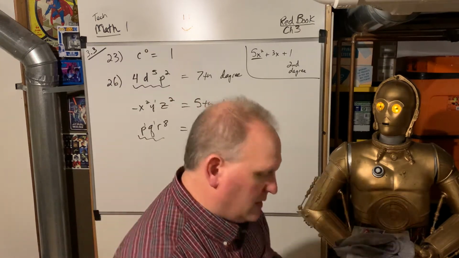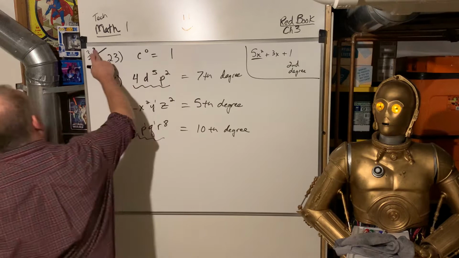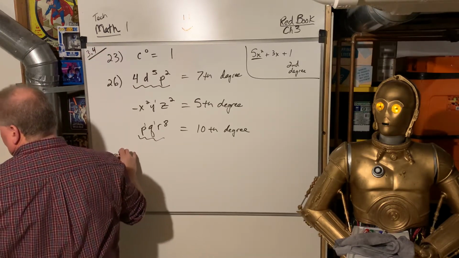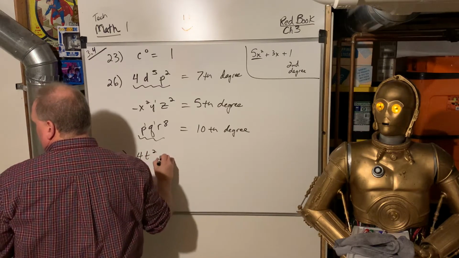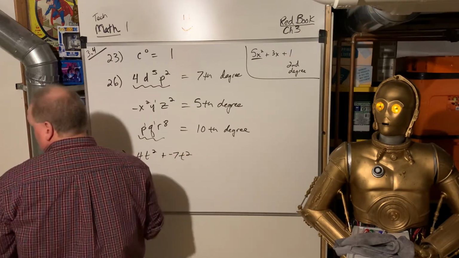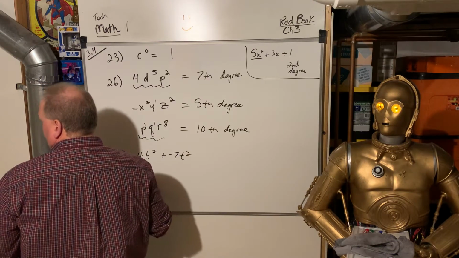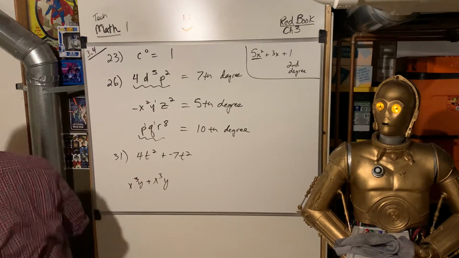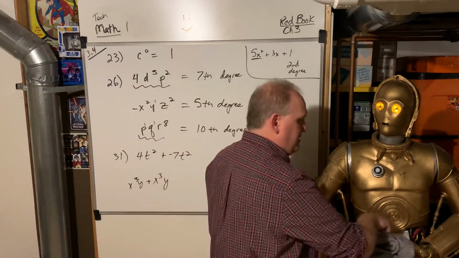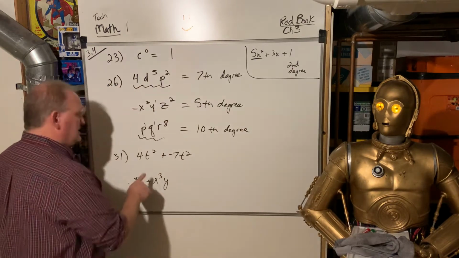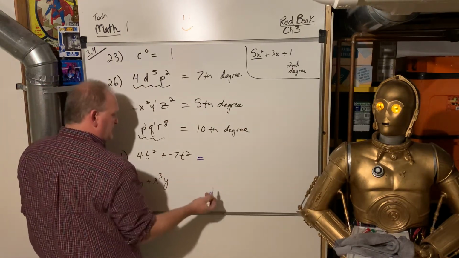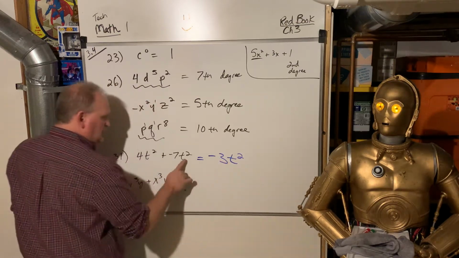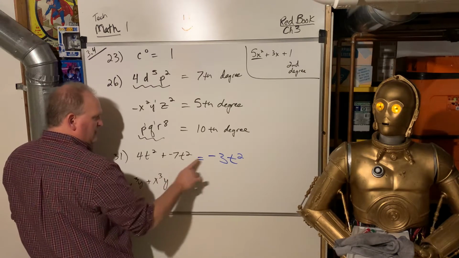Let's look at 3, 4, combining like terms. So we're looking at 31, that's 4t squared plus negative 7t squared, and x cubed y plus x cubed y. So when you combine like terms, you only change the coefficient, the number in front. So this is really 4 plus negative 7. 4 plus negative 7 is negative 3, t squared.